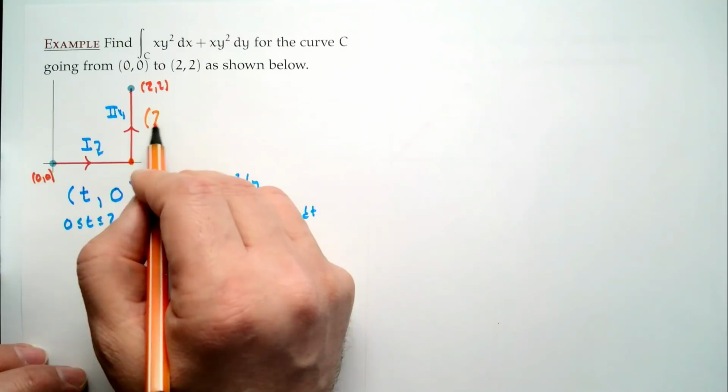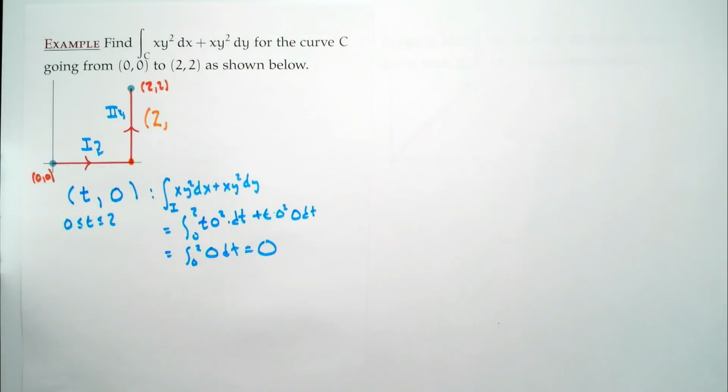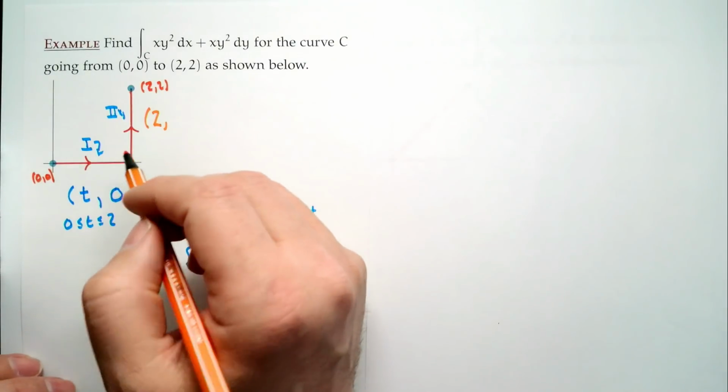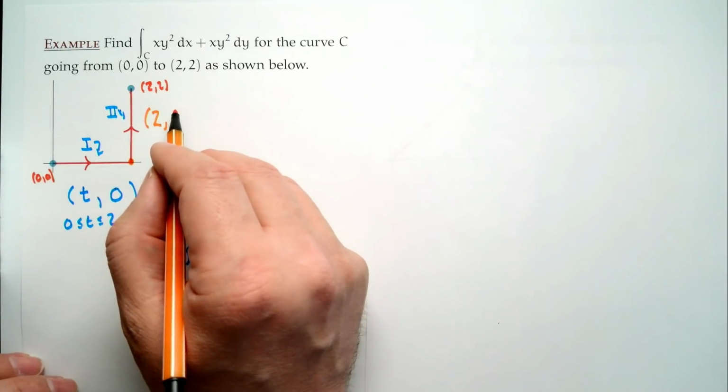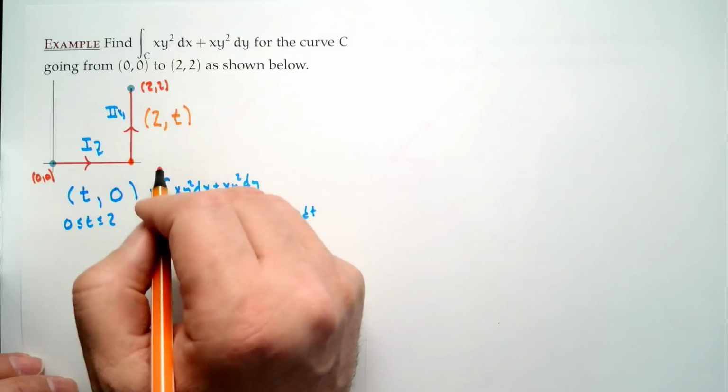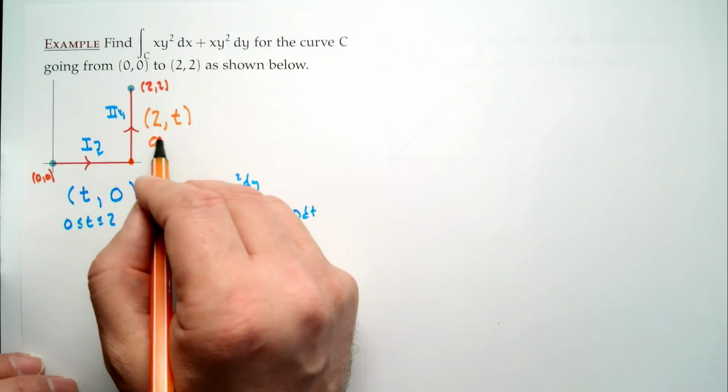X is always 2. So we're just going to say that parameterization, we have x will be 2. What happens with y? It goes from 0 to 2. It varies. So we can throw in a variable name for it. We'll just call it t. And here, t goes between 0 and 2.